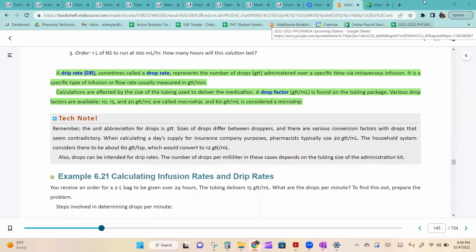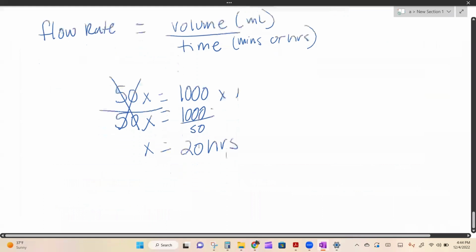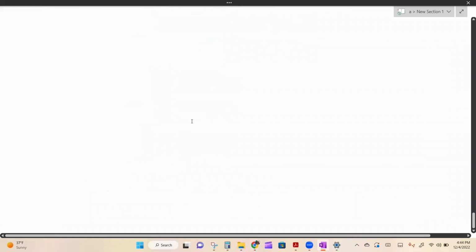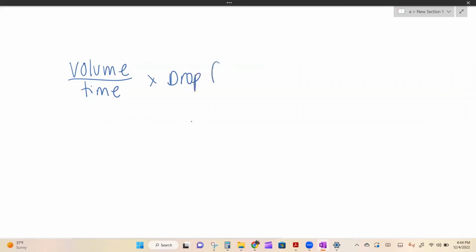Okay, so the next type of hospital IV calculations are drip rates. They're sometimes called drop rates. They represent the number of drops administered over a specific time via intravenous infusion. So for these, we have a formula as well. It's volume over time times the drop factor.